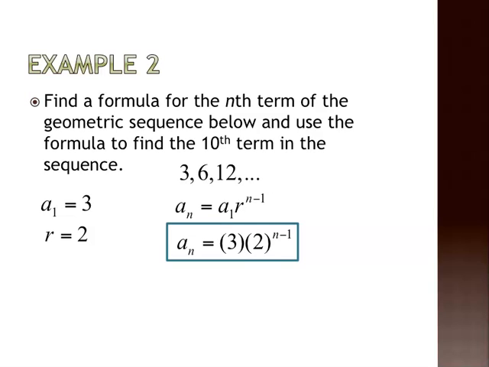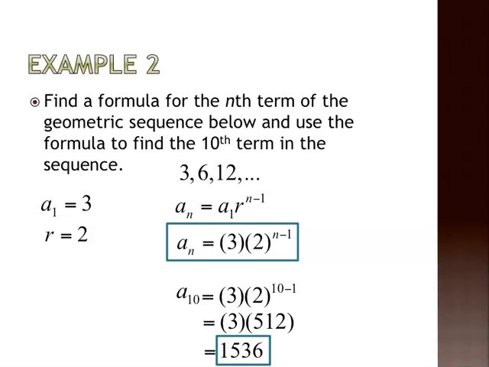Okay, so the second part is to use the formula to find the 10th term in the sequence. So we're going to plug in 10 for n. So that's 3 times 2 to the 10 minus 1. So that's 3 times 2 to the 9th, which is 512. And now you multiply 3 times 512, and that is equal to 1,536. So the 10th term in the sequence is 1536.